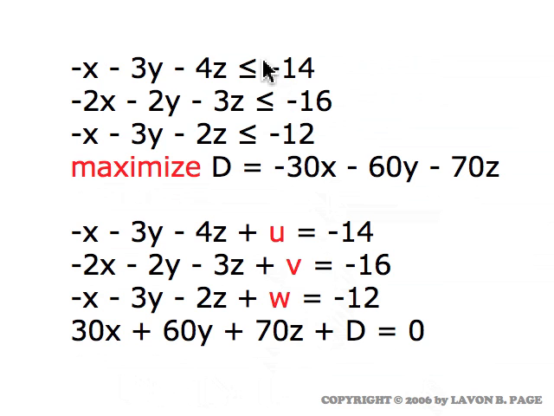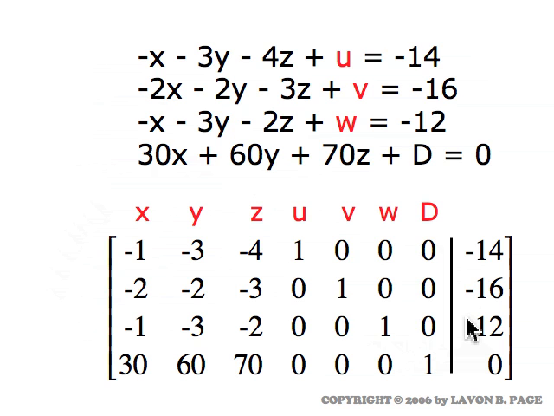So when we introduce our slack variables into these inequalities, we have slack variables U, V, and W as shown here, and our equation for D, when put into standard form, is as shown. So these are the four equations that provide the input for our initial simplex tableau. The tableau has an X column, a Y column, and a Z column for our original three variables, U, V, and W columns corresponding to the three slack variables, a D column, and the numbers on the right sides of the equations. So this is what we're starting with.